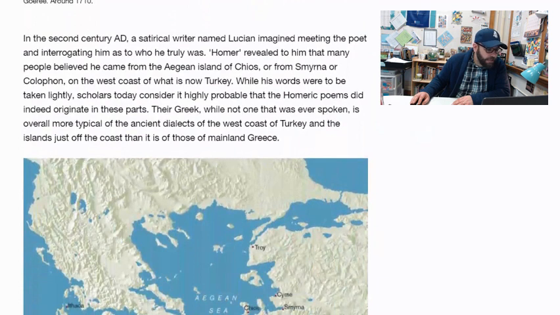In the 2nd century AD, a satirical writer named Lucian imagined meeting the poet and interrogating him as to who he truly was. Homer revealed to him that many people believed he came from Aegean, and I know this is in the text too, Aegean, I want to say, island of Chios, or from Smyrna or Colophon, on the west coast of what is now Turkey. I could say Turkey, that's easy enough.